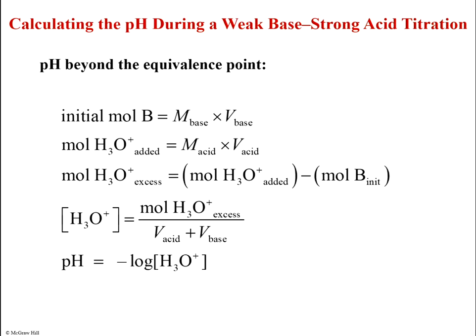Finally, as we go past the equivalence point, strong acid takes over. We calculate our moles of strong acid, subtracting off the moles of weak base we initially had. That gives us our excess moles of strong acid, divided by the volume of acid plus volume of base, gives us our hydronium concentration, from which we can calculate the pH.